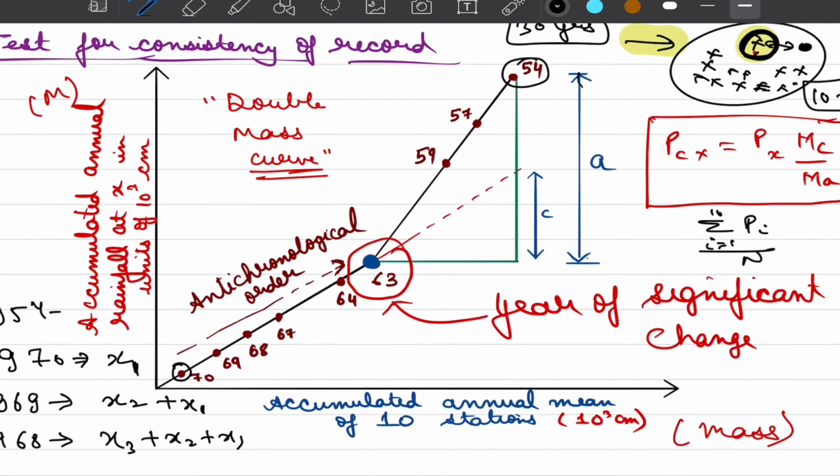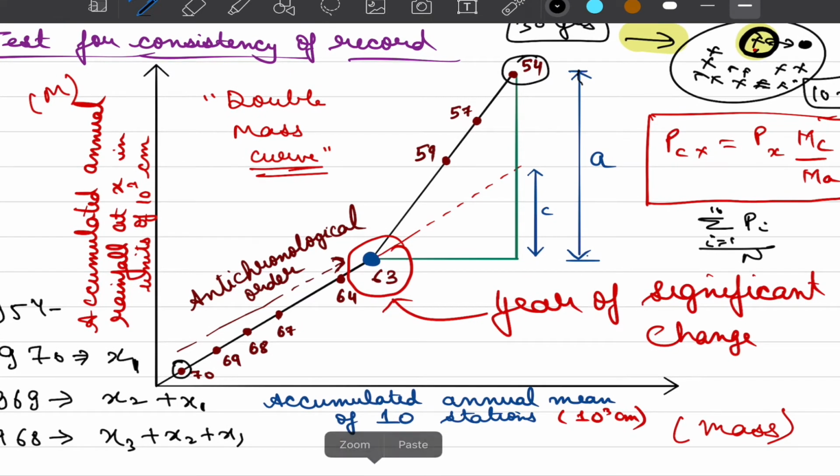So what comes on the y-axis? It is the accumulated annual rainfall at site X, whatever is of interest. We have to make sure that the units are consistent. So if you are measuring this in meter, the units of both axes have to be in meter. If you are measuring it in centimeter, units have to be in centimeter, and so on.